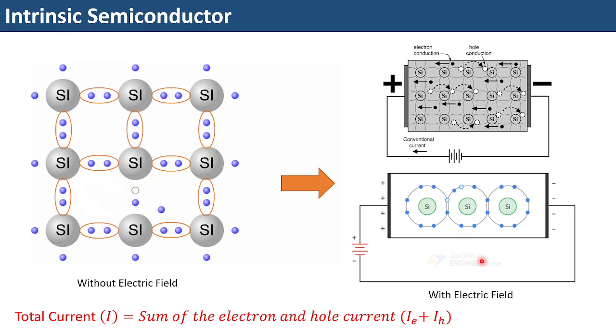Now how about the current? Current you will get only when you apply an electric field. So total current is equal to the sum of the electron current plus the hole current, IE plus IH. As we all know, in a semiconductor both holes and electrons carry electricity. That is the reason why the total current is not given only by the electron current but also the hole current.